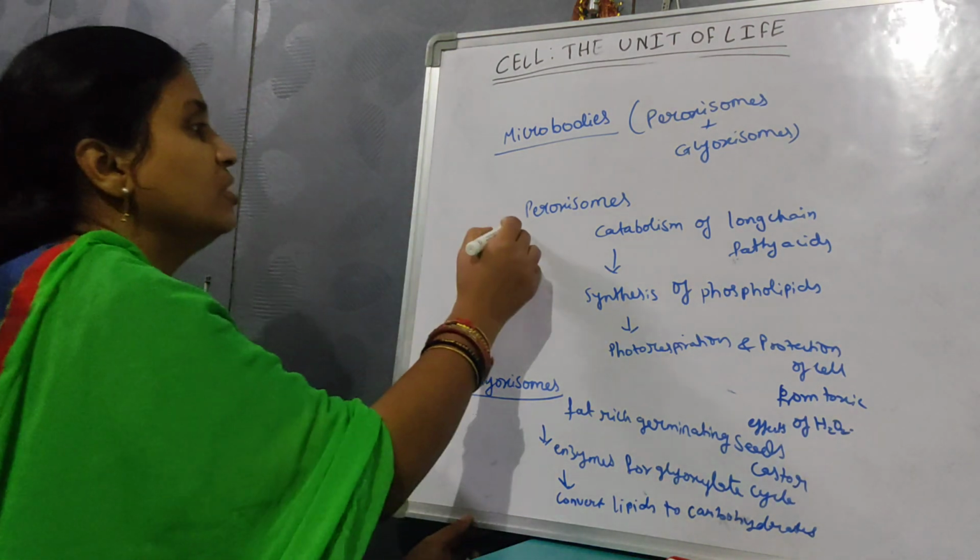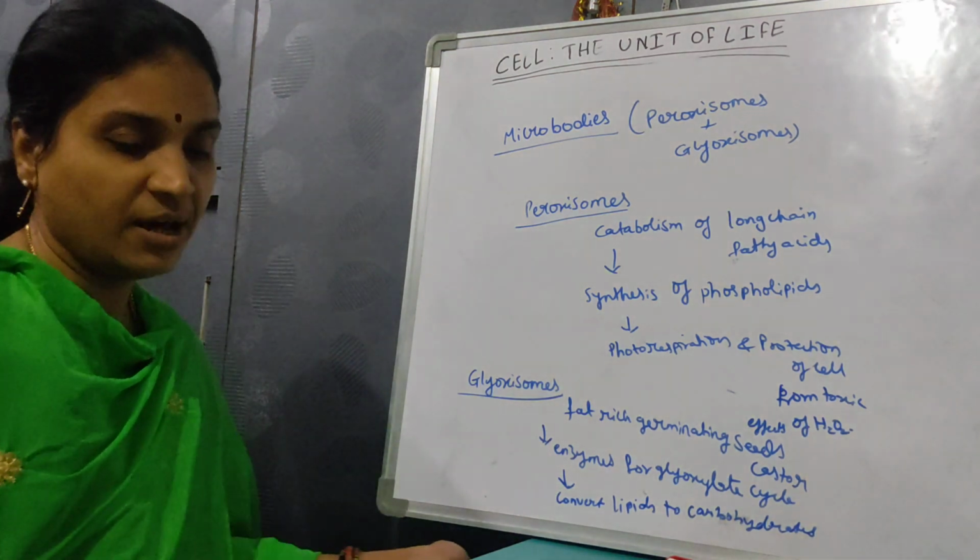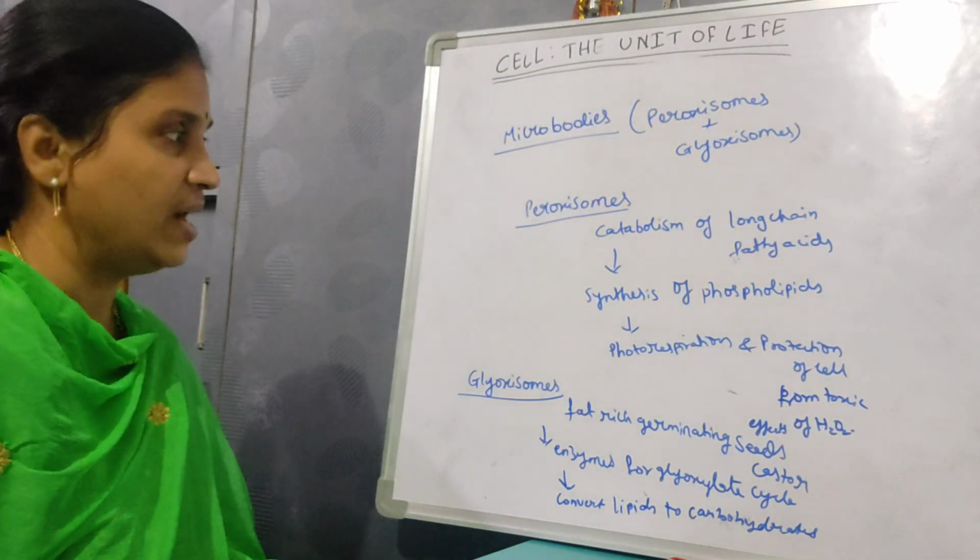So this is about the peroxisomes and glyoxisomes. These peroxisomes and glyoxisomes together form the microbodies. They are commonly found in plant cells.